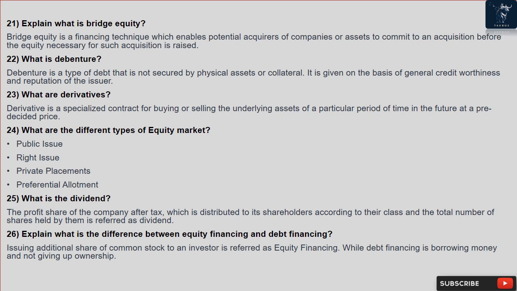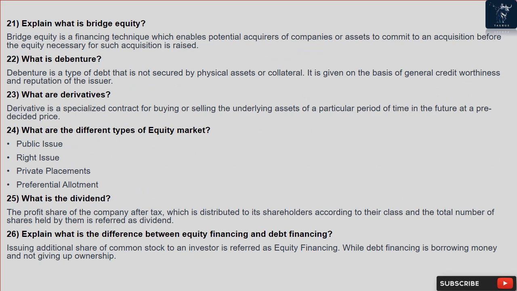22. What is debenture? Debenture is a type of debt that is not secured by physical assets or collateral. It is given on the basis of general creditworthiness and reputation of the issuer. 23. What are derivatives? Derivative is a specialized contract for buying or selling the underlying assets at a particular period of time in the future at a pre-decided price. 24. What are the different types of equity market? Public issue, right issue, private placements, preferential allotment.